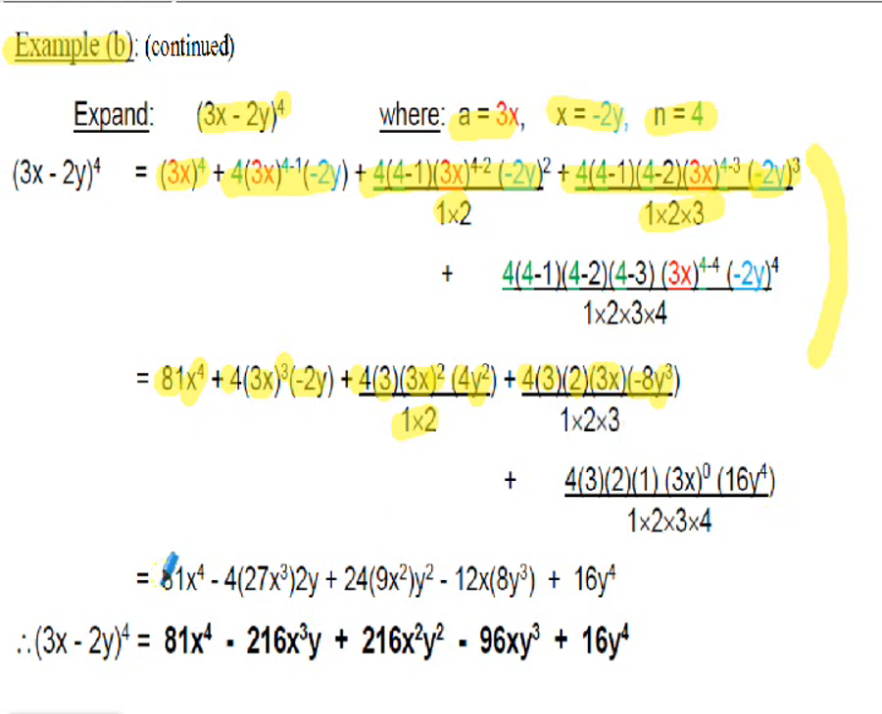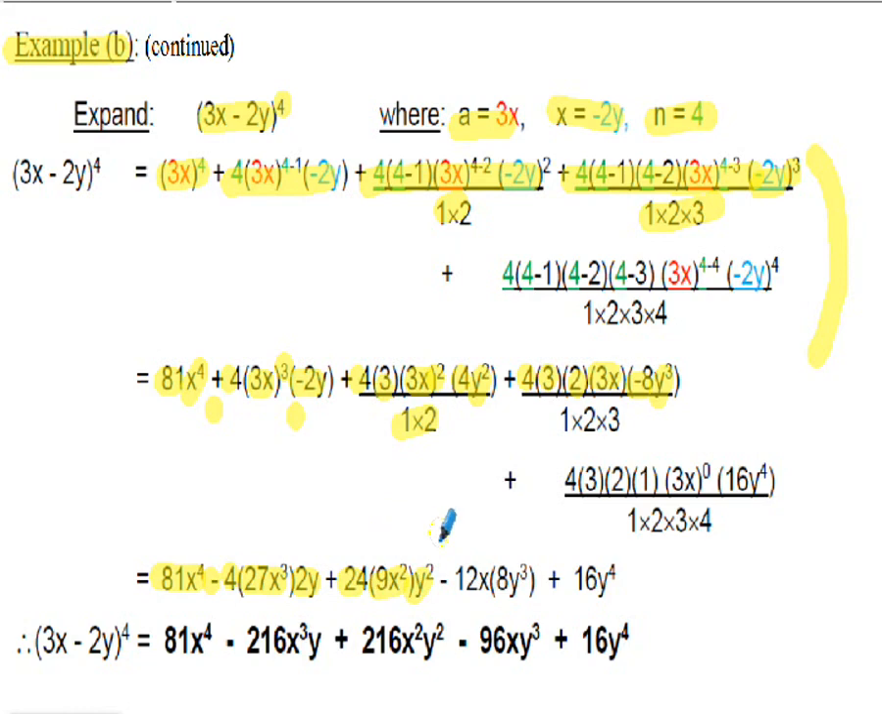Okay, on the next line I get 81x to the 4, the first term, and then I get 4 times 27x cubed. 27 comes from the 3 cubed, so it's 27x cubed. That's multiplied by 2y. I put a negative at the front, notice, so the positive and the negative makes a negative. Next term I get on the top line 4 times 3 times 4, all divided by 2 gives me 24, and in the bracket I get 3x squared, and that becomes 9x squared, and it's all multiplied by the y squared.